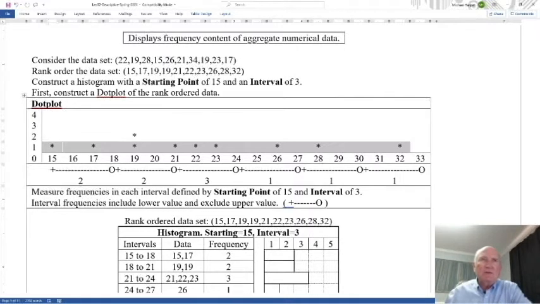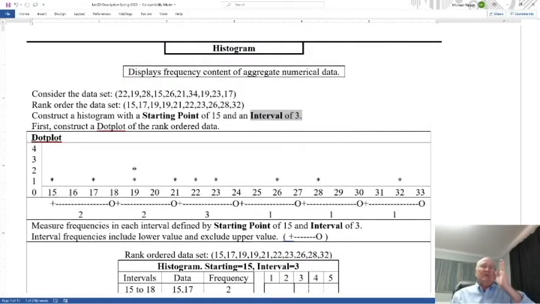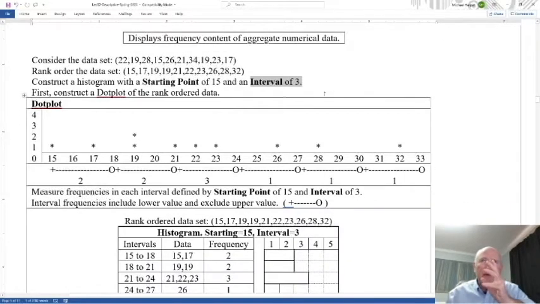Now the starting point is 15, so I started at 15 here. Now my interval is 3. What a histogram does is say, I'm going to start with 15, take an interval of 3, and count the frequency in that interval. That's the aggregate frequency of numerical data in an interval. But when you start counting the data in an interval, you have an interval of 3.